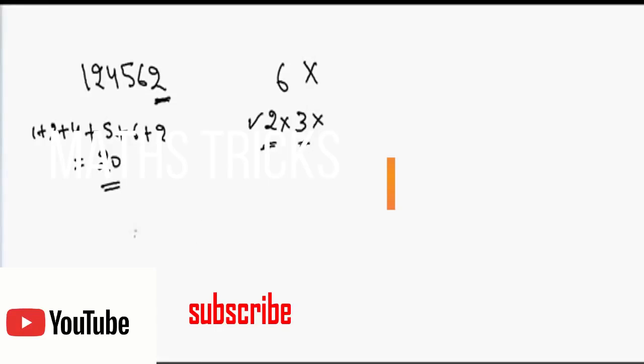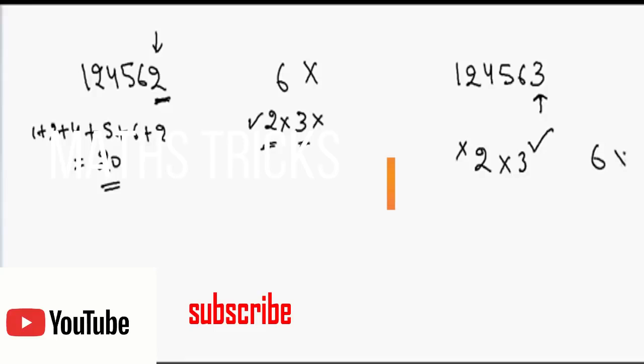But how can we modify this? We can modify this by adding one more number. So if I add one more number here, then it will become 1 2 4 5 6 3. It is divisible by 3 but not by 2. So still, if we talk about 6, it will not be divisible by 6. Another modification we can make is add another 3 here. So if I add 1 2 4 5 6 6, then this is both even, and the sum will still be divisible by 3.